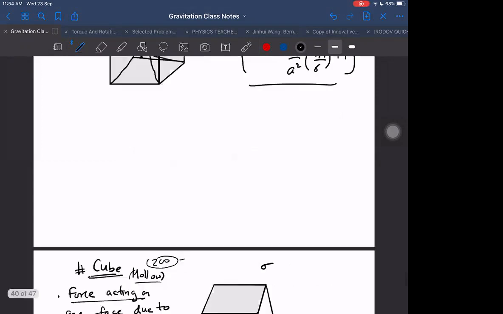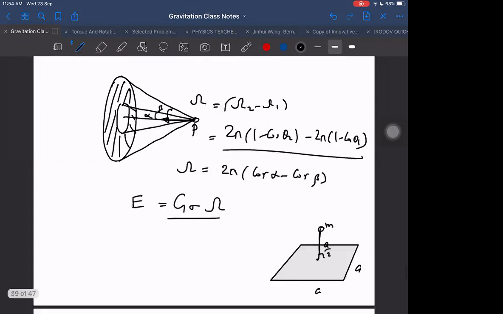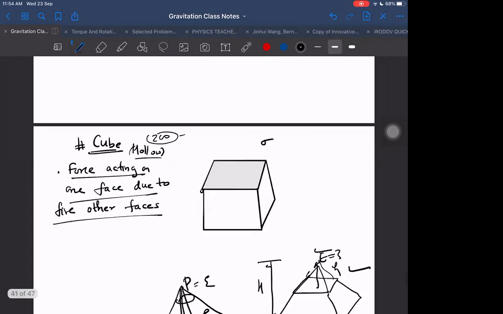Now the second question that I wanted to ask is this one. What is the force acting on one face due to the other 5 faces?